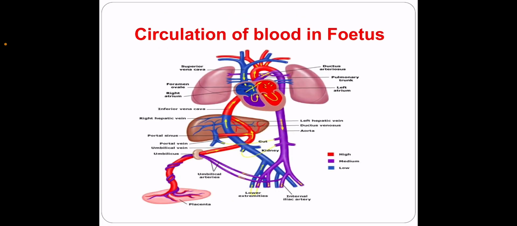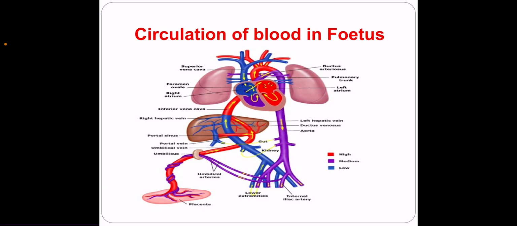This image shows the circulation of blood in a fetus. From the placenta, there is an umbilical vein which carries oxygenated blood to the fetus body. When it enters the fetus body, it will give two branches. One branch will go to the liver and another branch will join with the inferior vena cava. From the inferior vena cava, it will enter the right atrium.